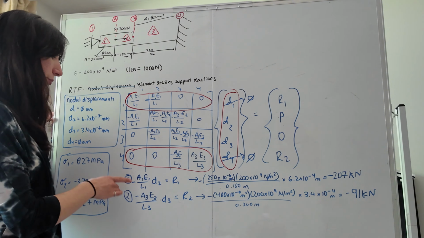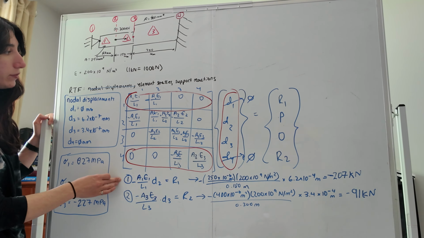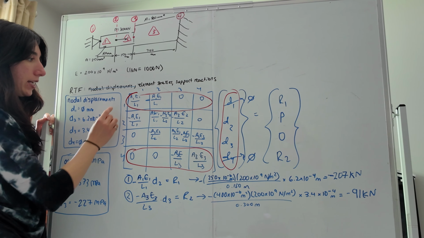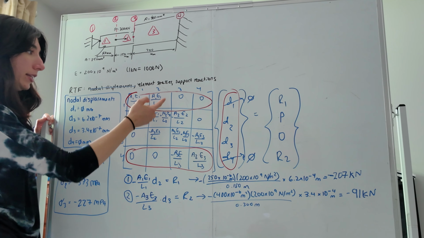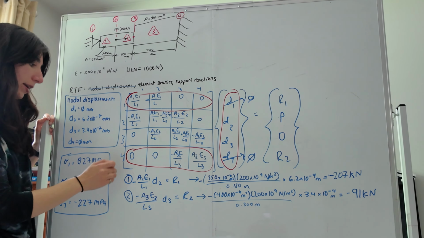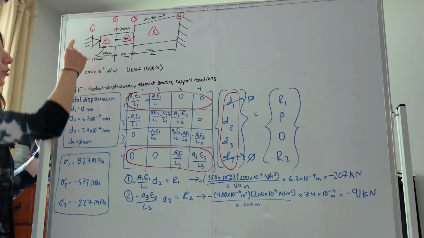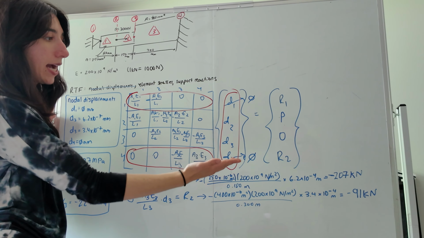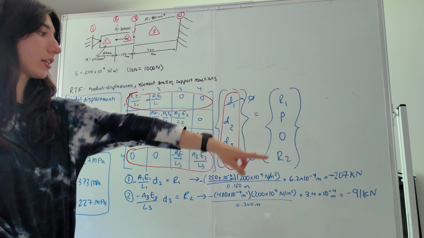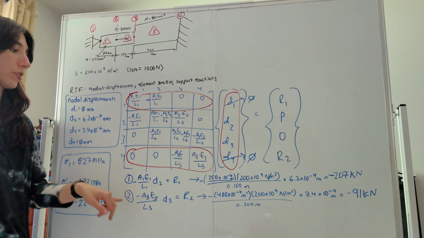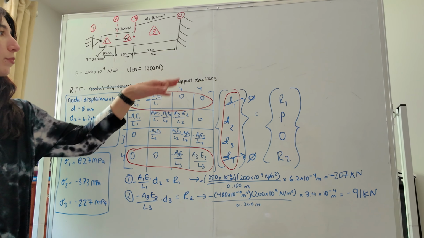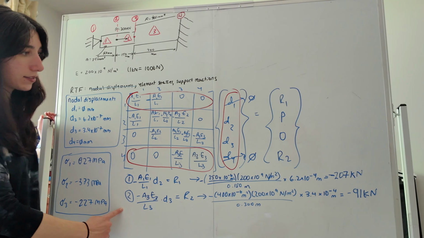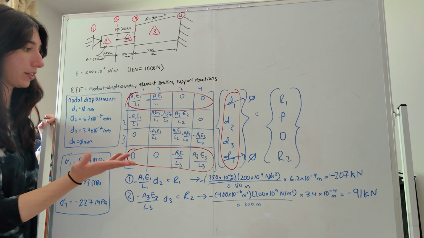Just a quick correction regarding the reaction force of node 1. In my stiffness matrix, I forgot the negative sign in row 1, column 2. This term right here should be negative, making the reaction force at node 1 also negative, and after plugging in the numbers, rounded, I get negative 207 kilonewtons. For reaction force 2, or the support reaction force at node 4, I get about negative 91 kilonewtons.